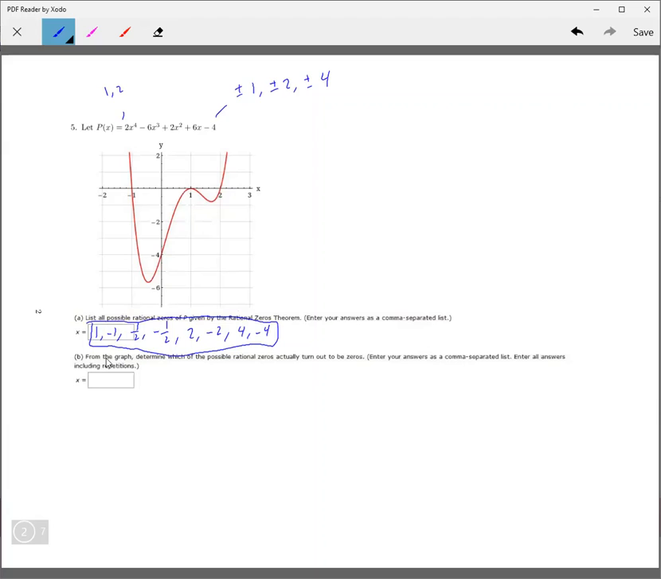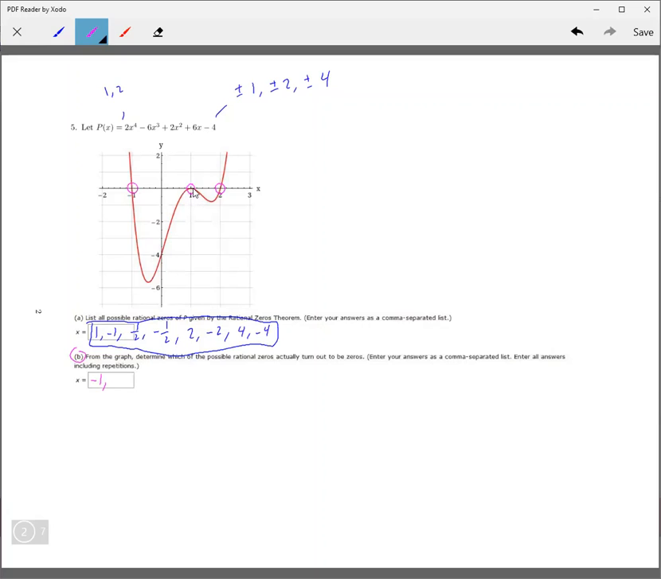Now, possible doesn't mean that it is. For B, it says from the graph, determine which of them actually turn out to be zeros. Okay, so there's a 0 here, here, and here. When the function just passes through like that, and you zoom in on this circle that I have here, it's going to look like a line. That means that 0 is multiplicity 1, okay, and negative 1.